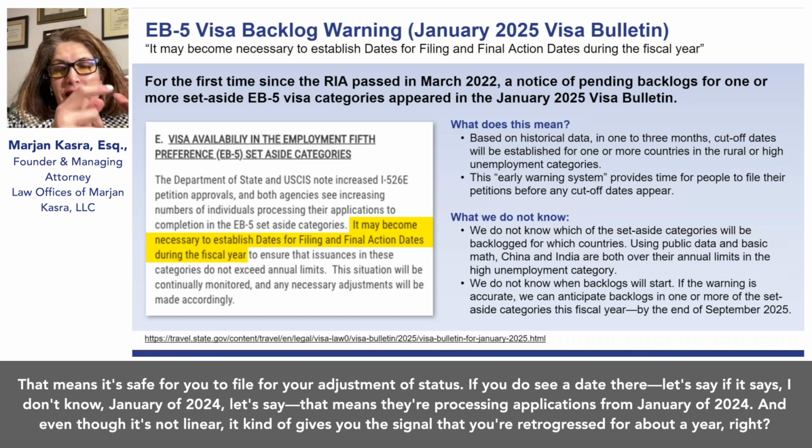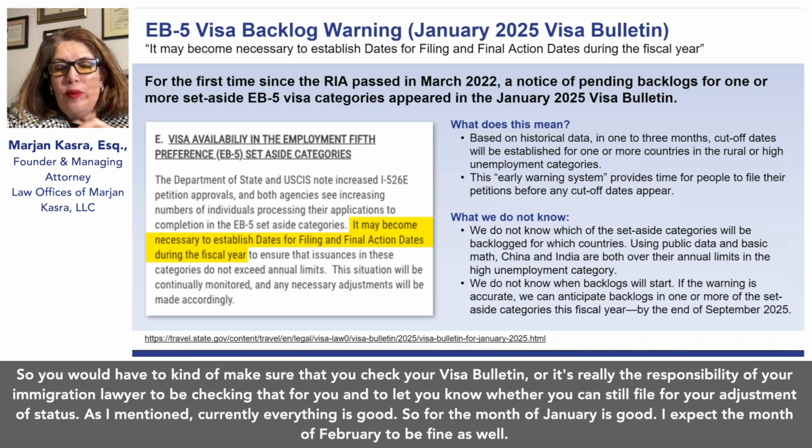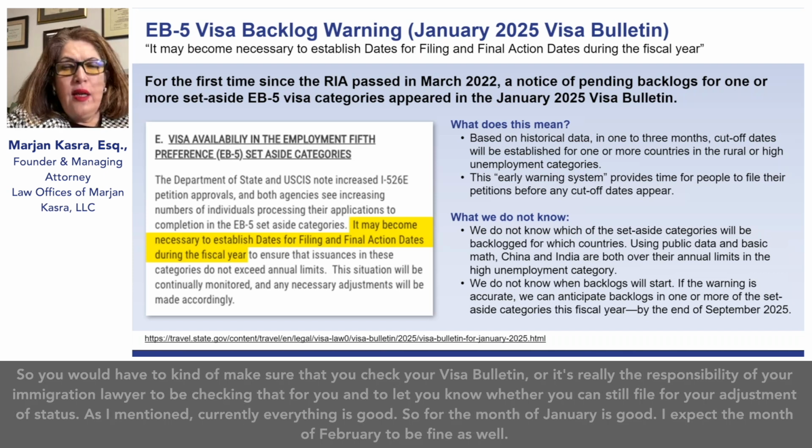If you do see a date there, let's say it says January of 2024, that means they're processing applications from January of 2024. And even though it's not linear, it kind of gives you the signal that you're retrogressed for at least about a year. So you would have to make sure that you check your visa bulletin, or it's really the responsibility of your immigration lawyer to be checking that for you and to let you know whether you can still file for your adjustment of status. As I mentioned, currently everything is good. So the month of January is good. I expect the month of February to be fine as well.